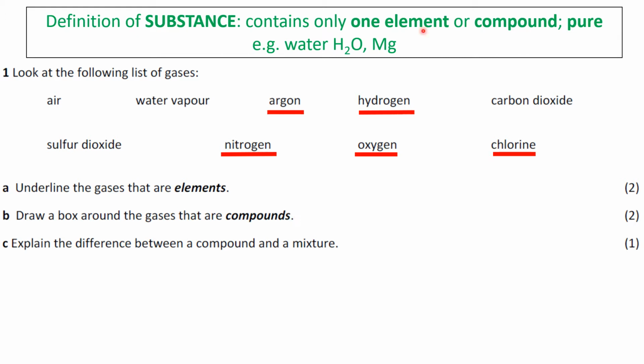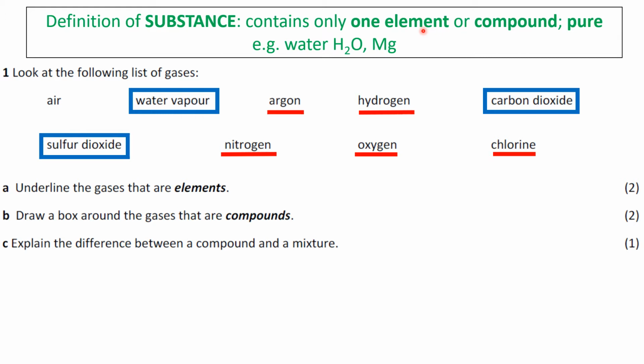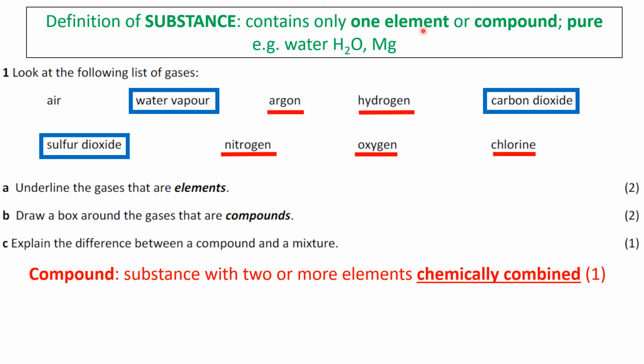Part B asks you to draw a box around the gases that are compounds. You should have had water vapor, carbon dioxide, and sulfur dioxide. These aren't elements, and they can't be found in the periodic table. They're compounds because they contain two or more elements that are chemically combined. So in water vapor, that's H2O, so that's hydrogen and oxygen. In carbon dioxide, it's carbon and oxygen, and in sulfur dioxide, it's sulfur and oxygen that are chemically combined. Now you would have got 1 mark for that.